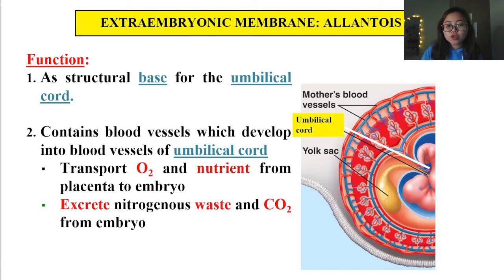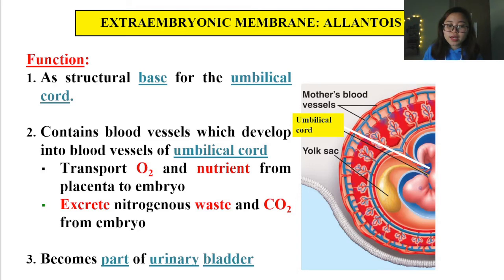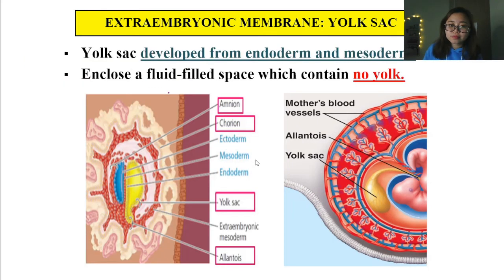It will transport oxygen and nutrients from the placenta to the embryo and also excrete nitrogenous waste and CO2 from the embryo. And later, this allantois will become part of your urinary bladder.